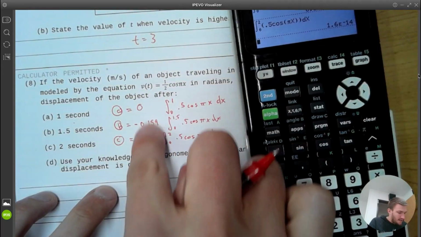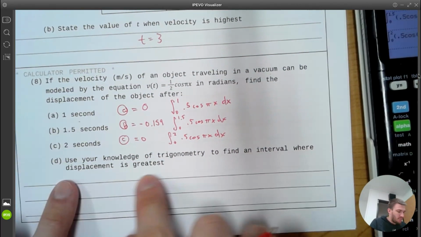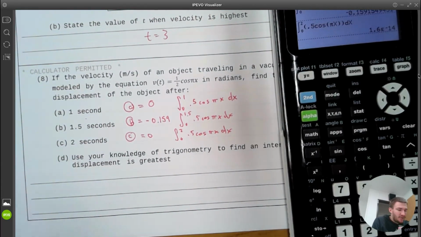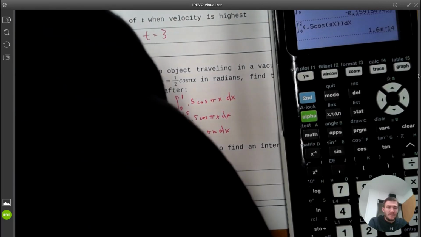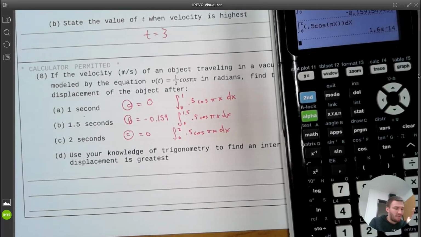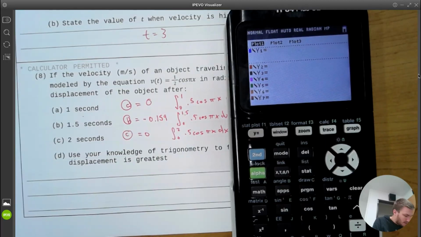So what is going on here? I'm thinking, it says use your knowledge of trigonometry to find an interval where displacement is greatest. I'm thinking that these are trigonometry, and so they're gonna oscillate back and forth. They're gonna go up and then down and then up and then down. And so my displacement would go positive and then negative and then positive and then negative. It wouldn't actually go anywhere. It would just stick around. I'm gonna go ahead and look at this graph. Let's see here.